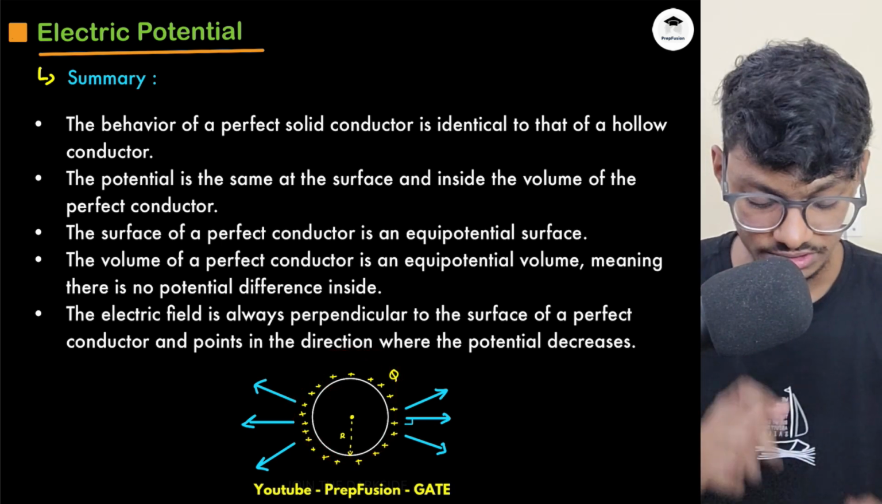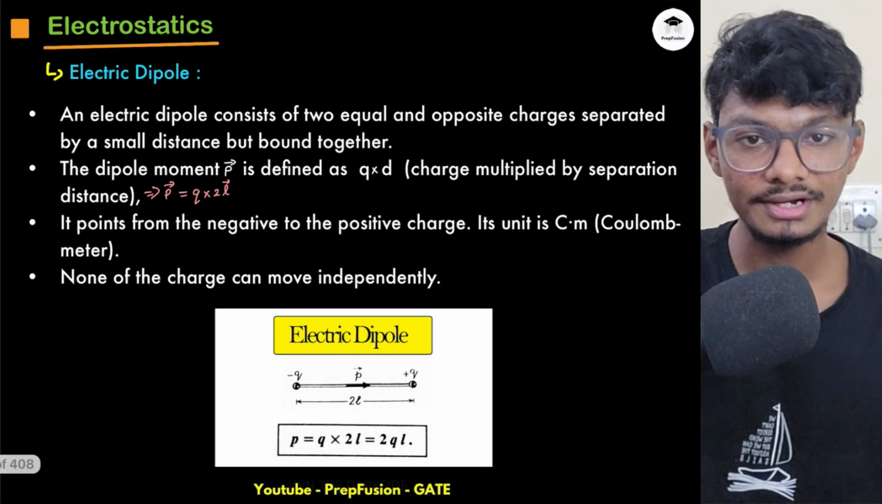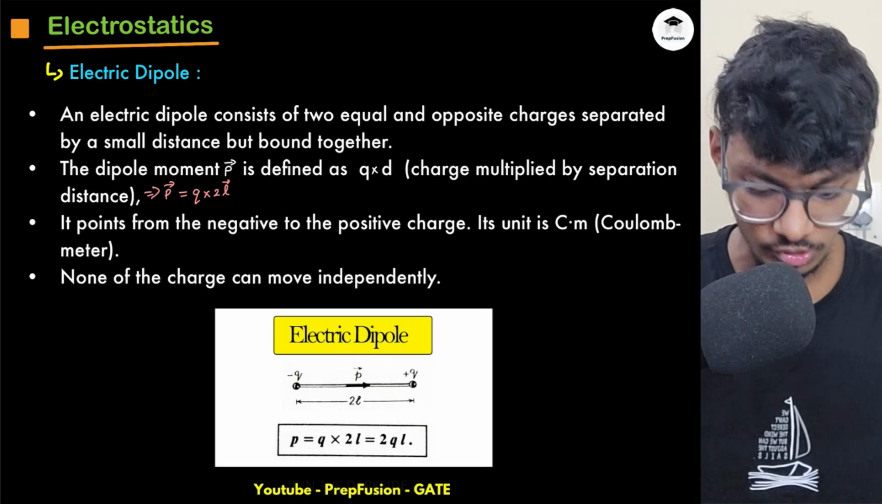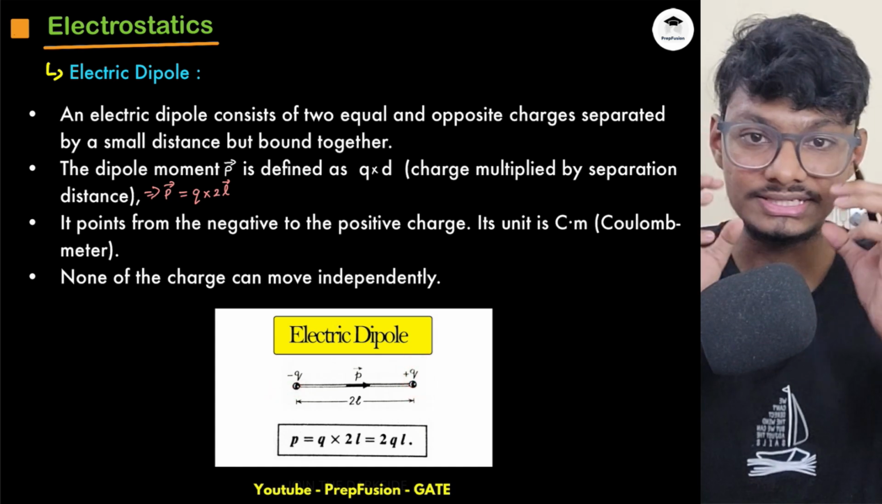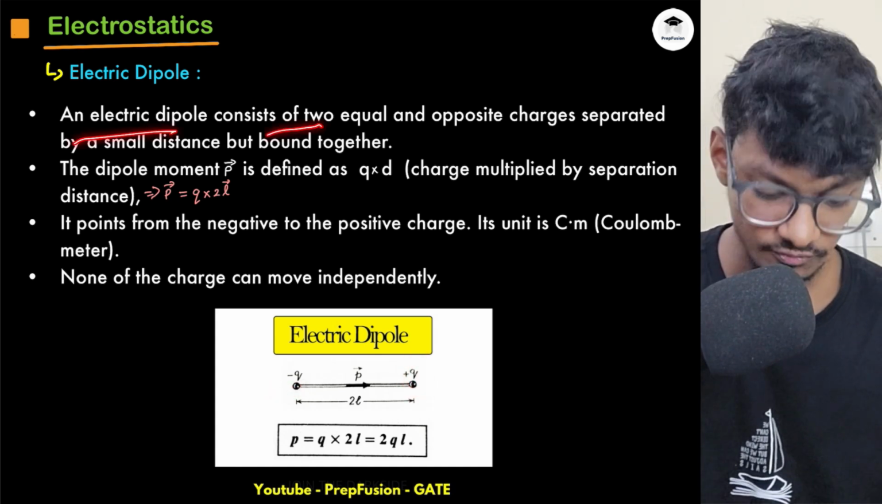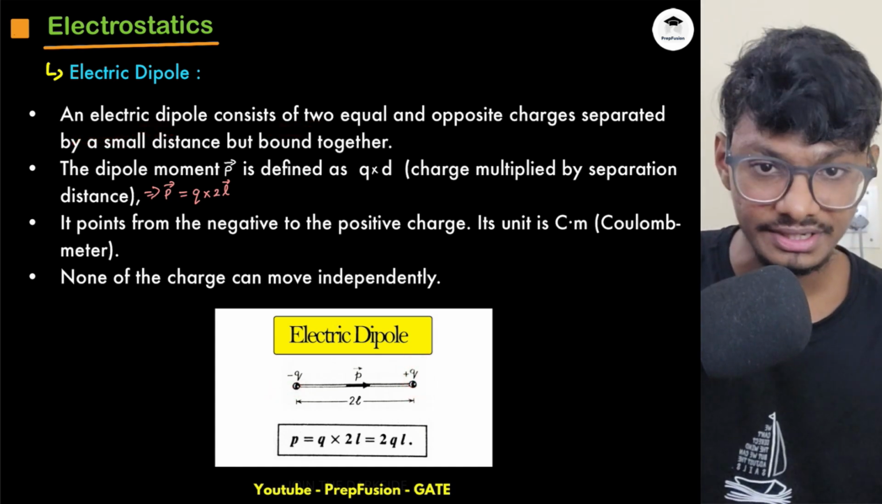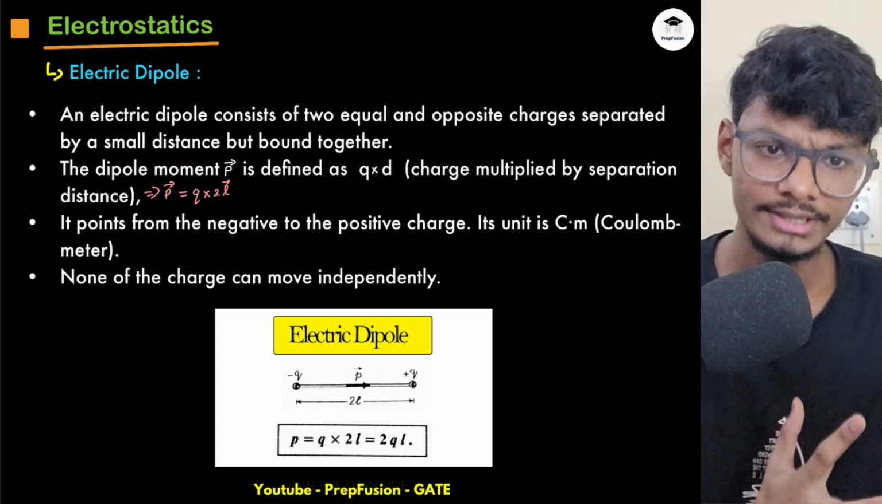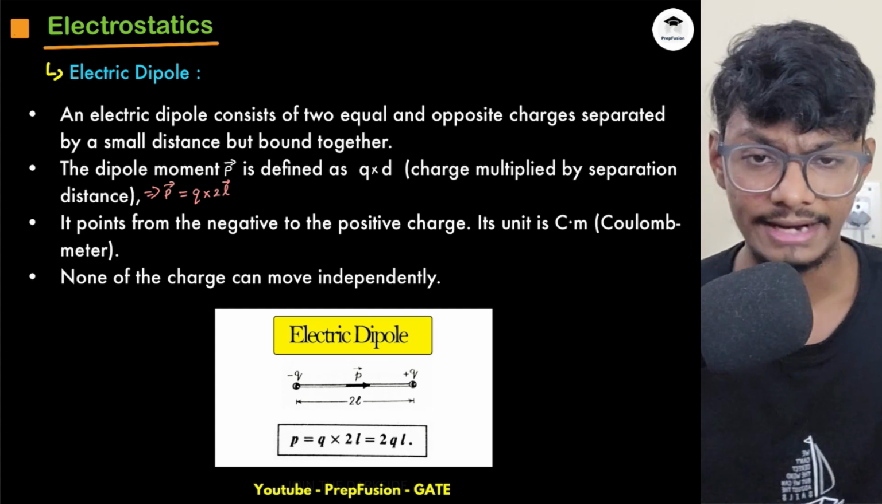Okay, so now we'll study electric dipoles. So what are electric dipoles? Basically, electric dipoles are nothing but two charges which are equal and opposite to each other and placed very near. An electric dipole consists of two equal and opposite charges separated by a very small distance but bound together. You can assume it like a hydrogen atom.